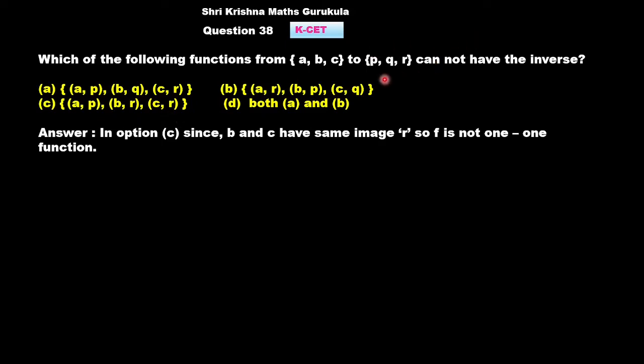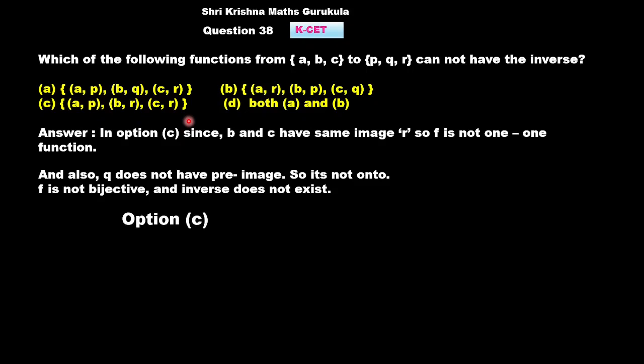Now, for the function to be onto, all three elements of the codomain set, that is P, Q, R, should have pre-images. Now look at this. P has a pre-image, R has two pre-images, but the element Q is not mapped to any element of the domain set. It has no pre-image. It is left without mapping. So the condition for a function to be onto is violated here. So this function is neither 1-1 nor onto. So it is not a bijective function. Hence, the inverse does not exist for this function. So our answer is option C. Whatever I just explained, I have written the same thing here.